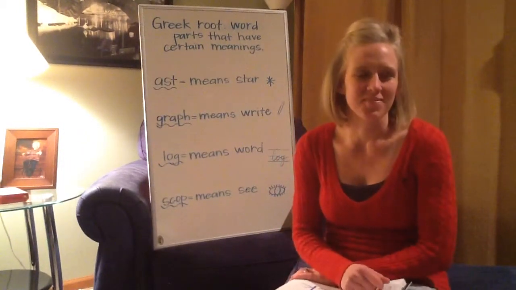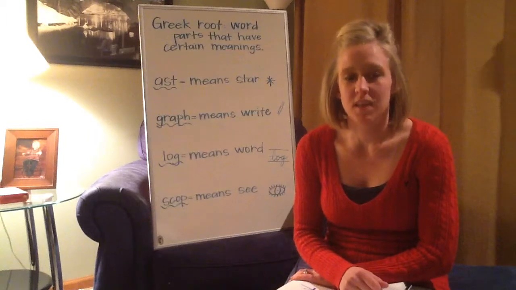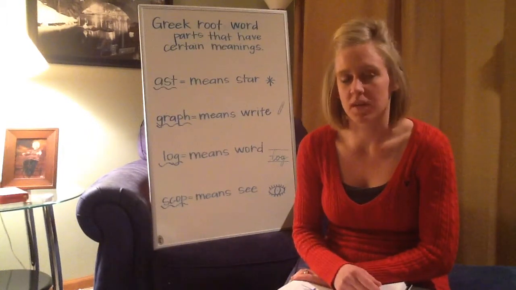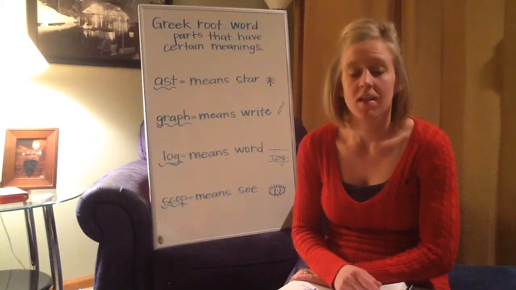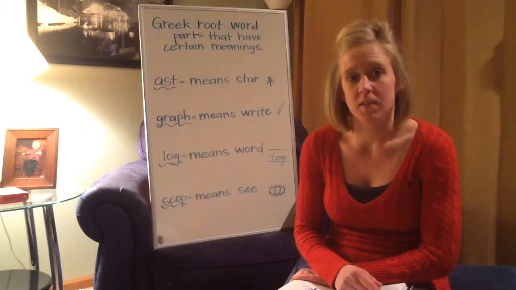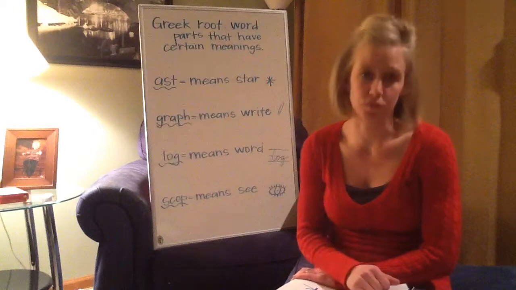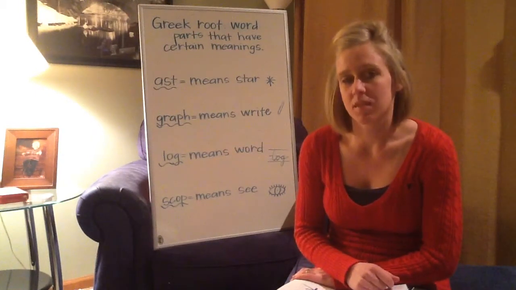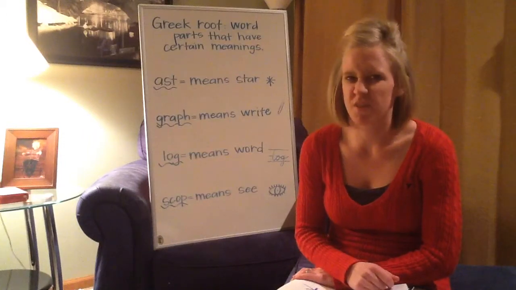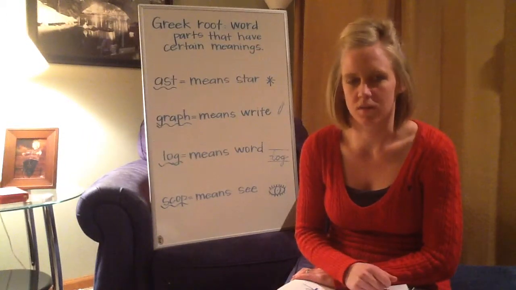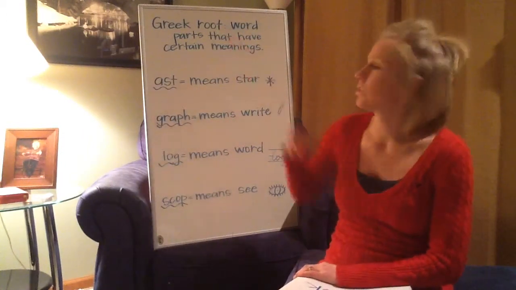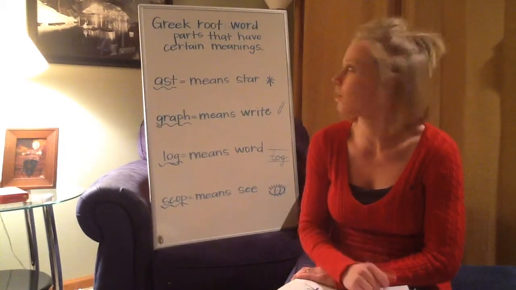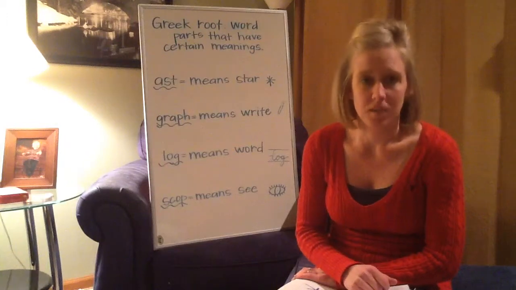Hello, third grade. Last week we discussed suffixes, which are parts of a word that are added to the end of a base word and change its meaning. This week we are going to discuss something called Greek root parts. A Greek root part is very similar to a suffix, except it doesn't have to come at the end of the word. So a Greek root is a word part similar to a suffix. It's a part of a word that has a certain meaning.